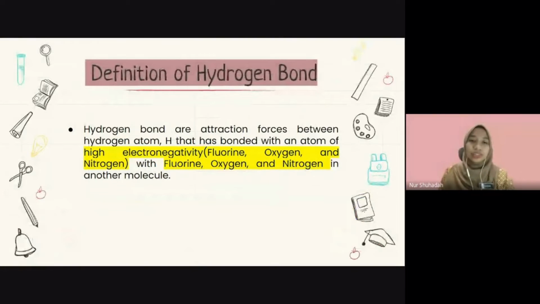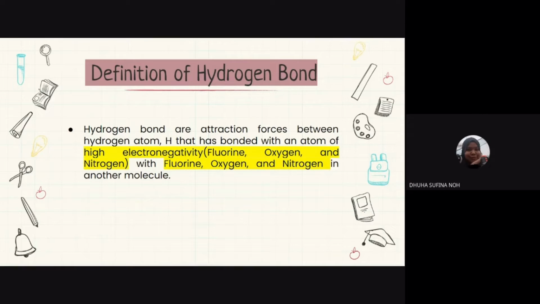Okay, based on definition, hydrogen bond is attraction forces between a hydrogen atom that has bonded with an atom of high electronegativity, which is fluorine, oxygen, and nitrogen, with fluorine, oxygen, and nitrogen in another molecule. It's a bit confusing, right, class? Yes, a bit, teacher. So I will explain more.